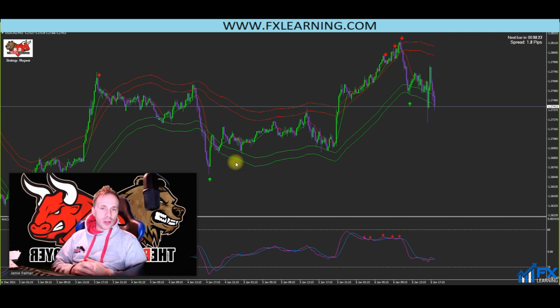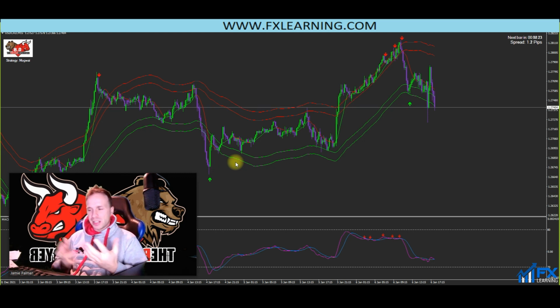If you're not, then obviously that's something you need to learn when it comes to the market. But at the end of the day, you need to understand market structure. You need to understand support and resistance, basic candlestick patterns. It's the key fundamentals to what moves the market.